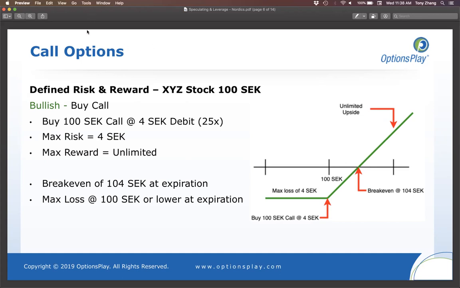So here I have an example of a stock that's trading at 100 crowns, and I believe this stock is going to move higher. So I think it'll go to 105, 110, 120, some price higher than the current price of the stock.